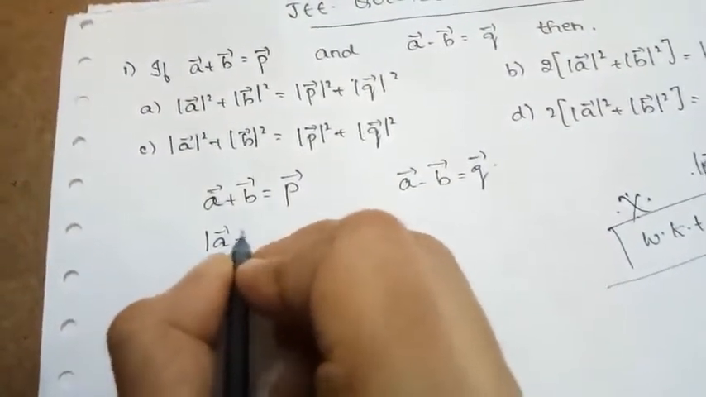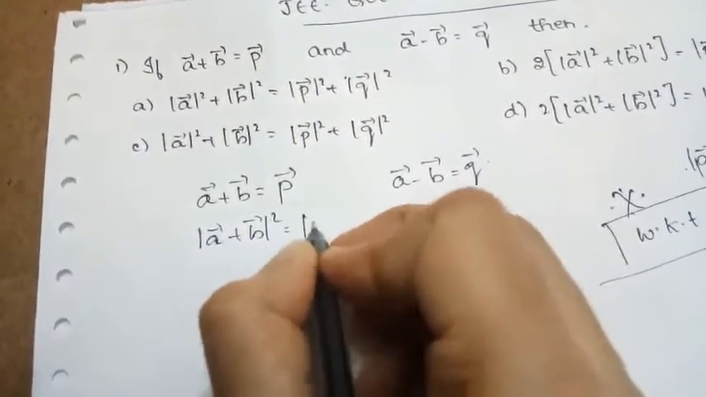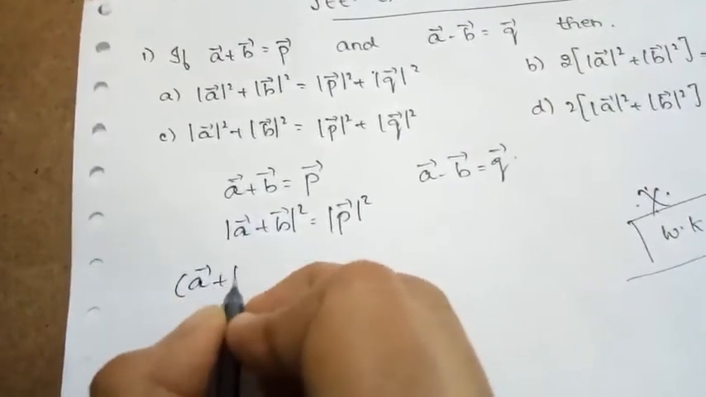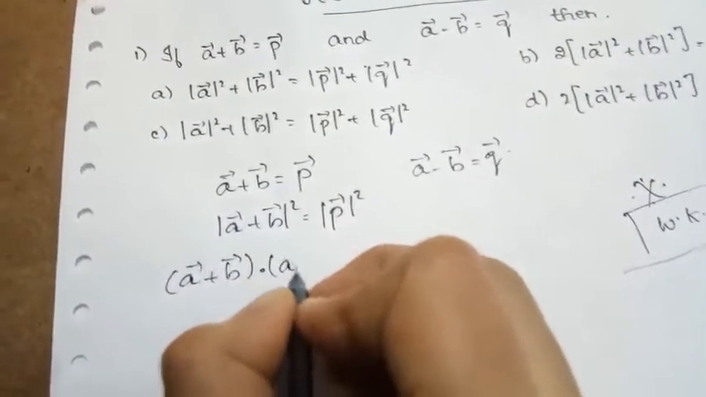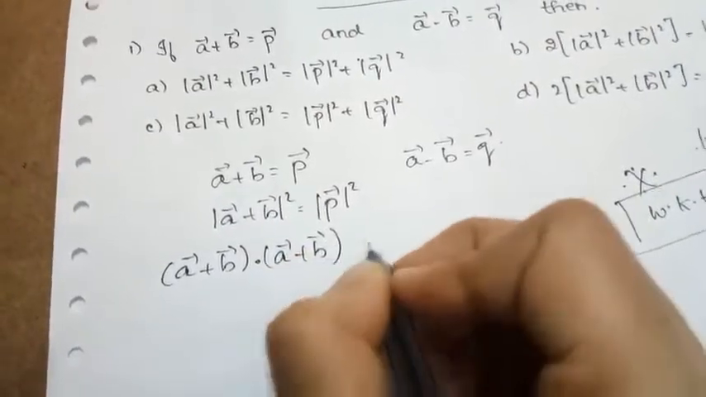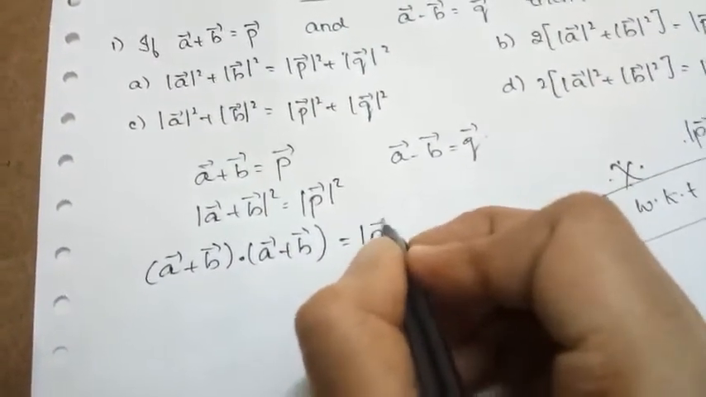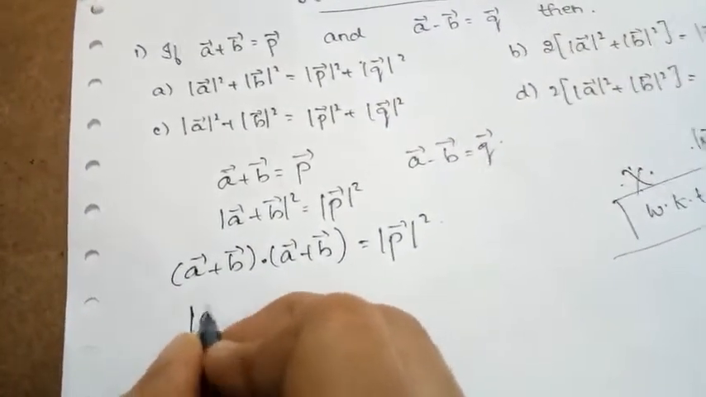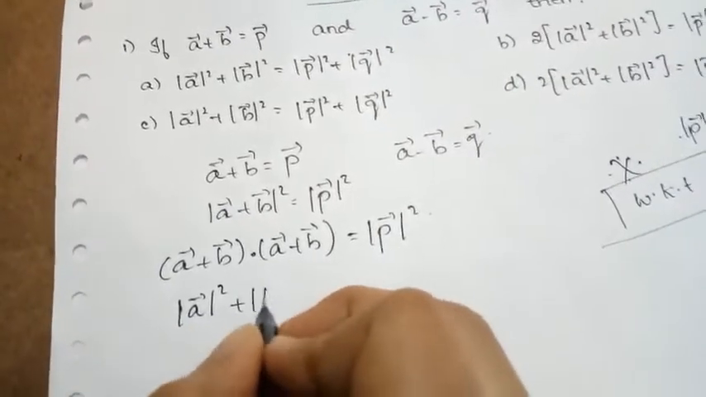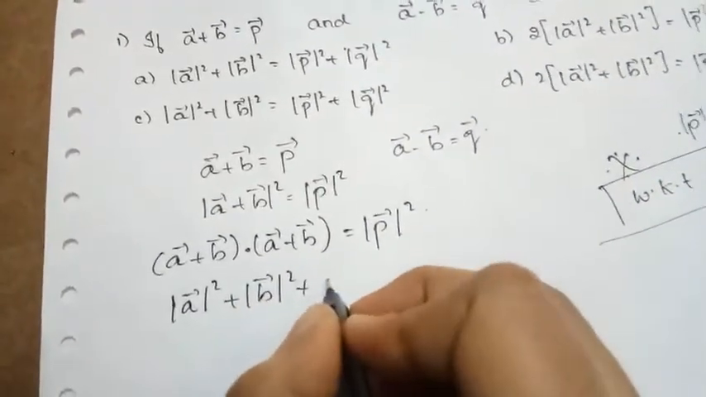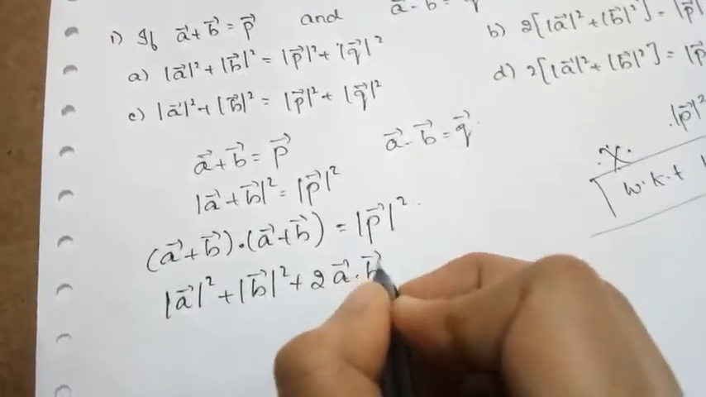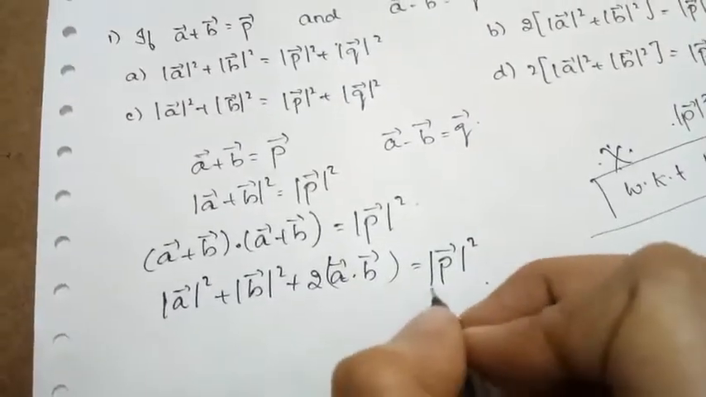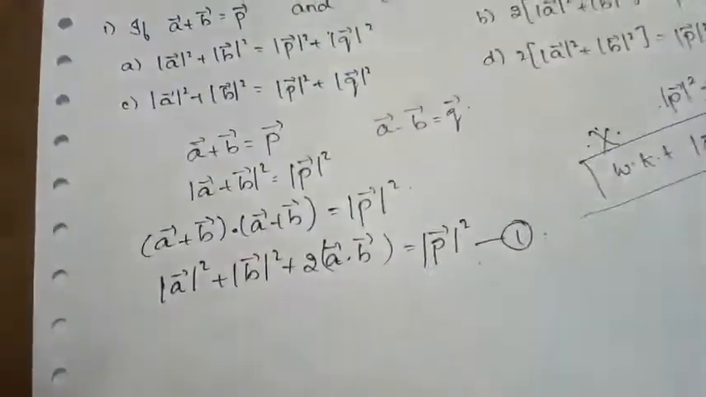Suppose I take magnitude of vector A plus vector B whole square is equal to magnitude of vector P whole square. What does this imply? That is nothing but vector A plus vector B dot vector A plus vector B, which is equal to magnitude of vector P square. This is nothing but magnitude of vector A square plus magnitude of vector B square plus 2 times vector A dot vector B is equal to magnitude of vector P square. Let it be here; I will call this equation 1.